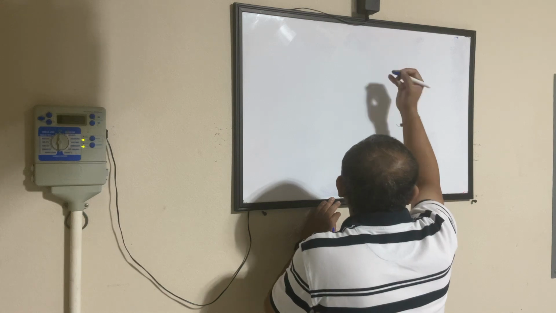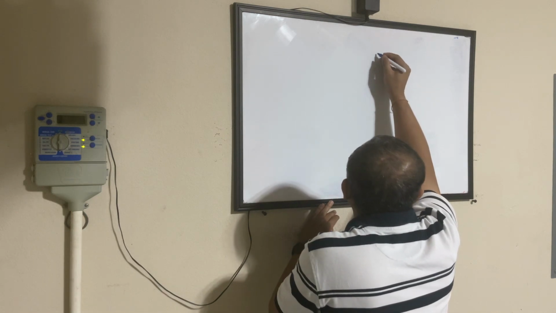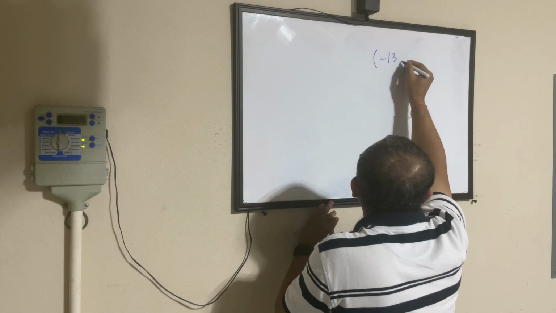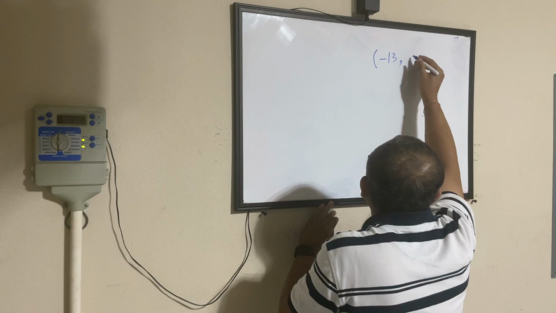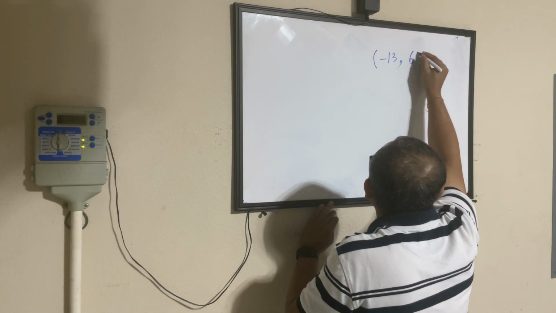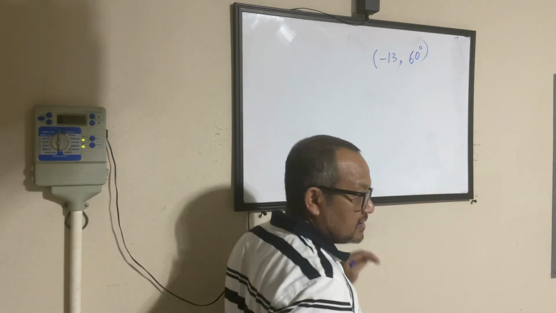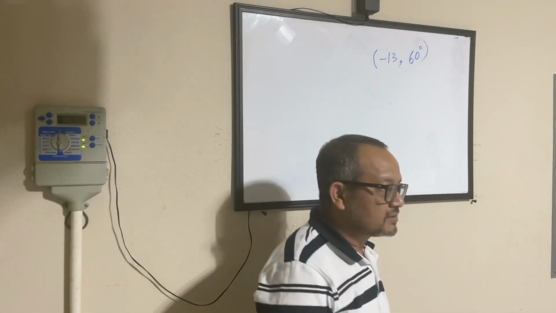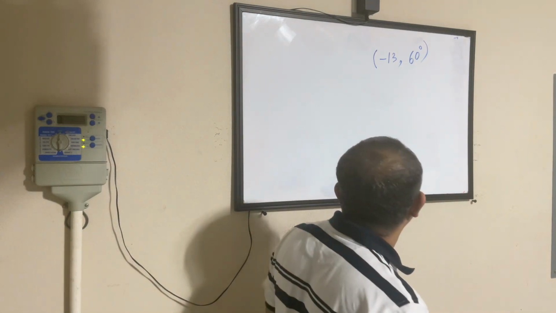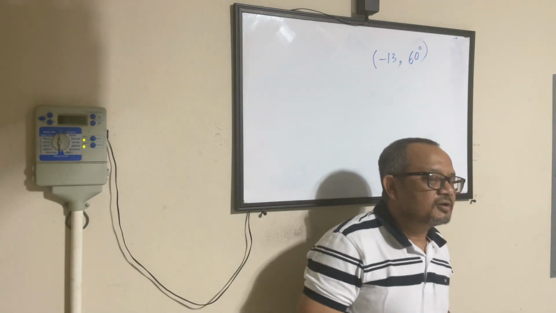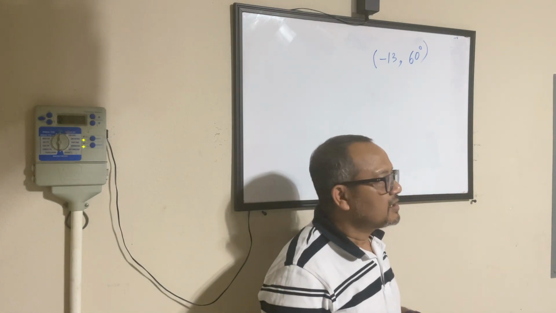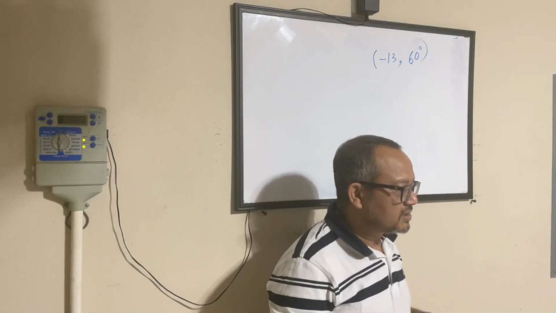Let's say I'm talking about a question. I'm just making it up. I have a polar coordinate with r equal to minus 13 and theta equal to, let's say, 60 degrees. I want you guys to locate the point in the coordinate plane and derive the Cartesian coordinates for this point.